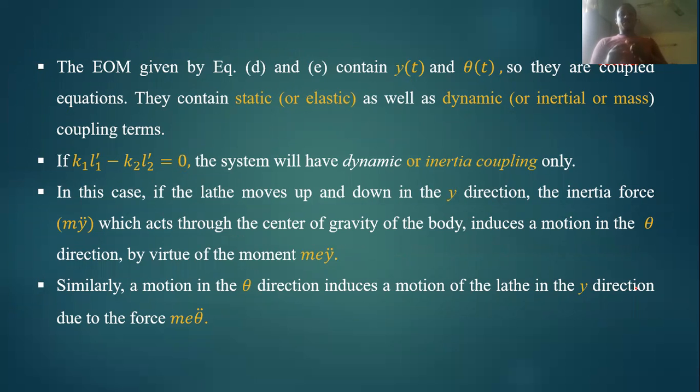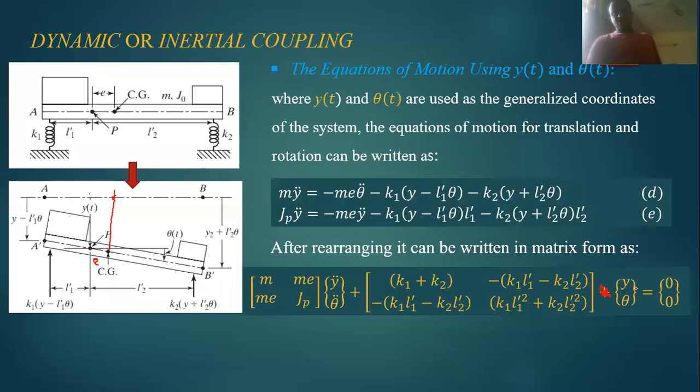The static coupling is due to the presence of K1 L1 minus K2 L2 not being equal to 0. If we uncouple the static equation, then we are left with only the dynamic or inertial coupling. Inertial coupling means that M e y double dot is the inertial coupling part.